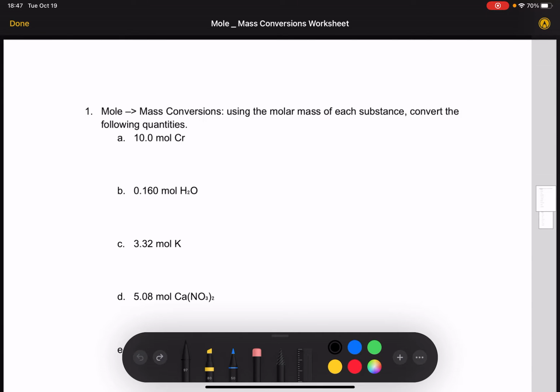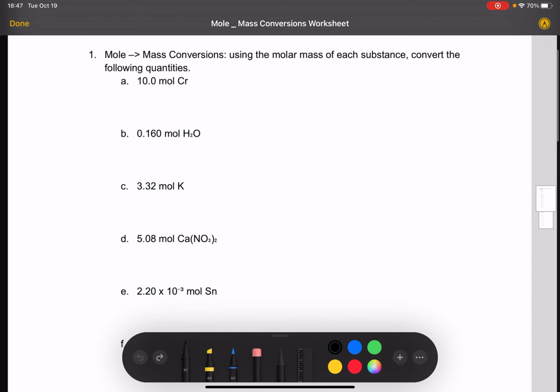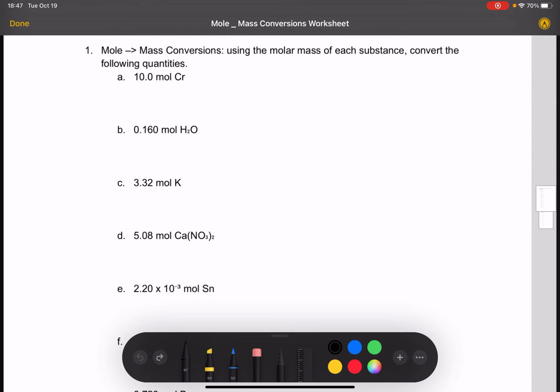All right, so we are going to go over this worksheet, the mole to mass conversions worksheet. And I've got handy dandy Apple Pencil here. Stole my husband's iPad so I can help you guys with this.